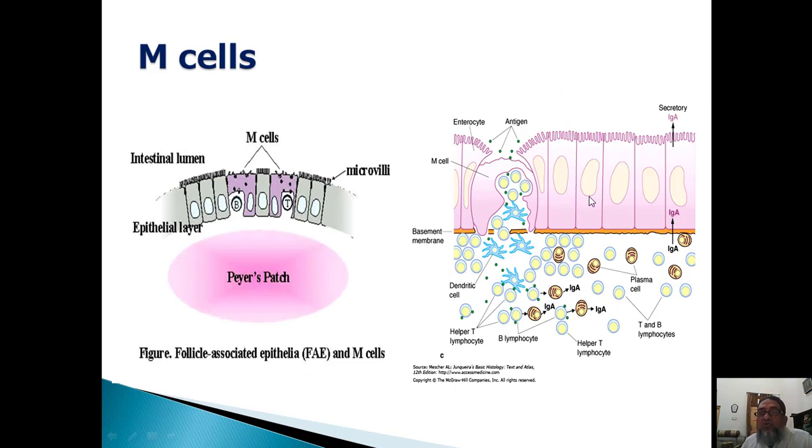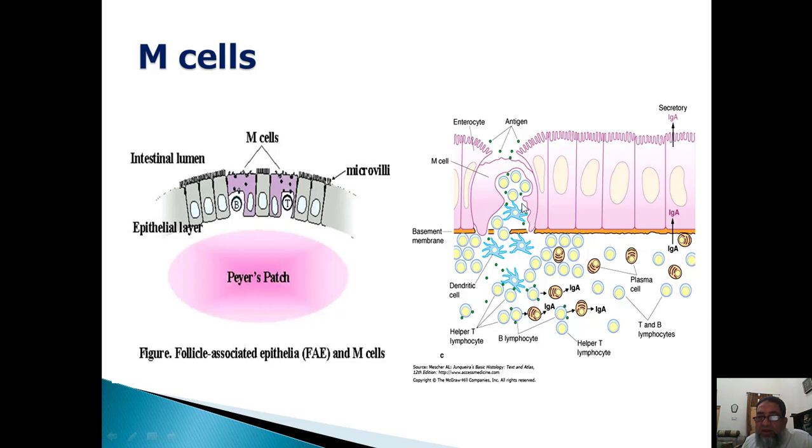Now concentrate on this picture. This is to help you understand the function of the M cell. Now these are the enterocytes with apical microvilli and a continuous basal lamina. Now look at the M cell. This is the discontinuous or disrupted basal lamina.